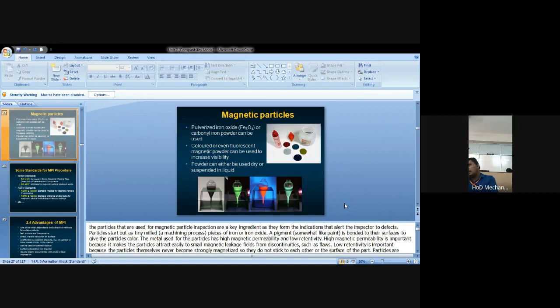Suppose the magnetic particles accumulate on the surface where the defect occurs, but we are not able to see it clearly. Here we use fluorescent magnetic powder. It can be used dry or suspended in liquid. It may be used as a dry powder or suspended in a liquid.